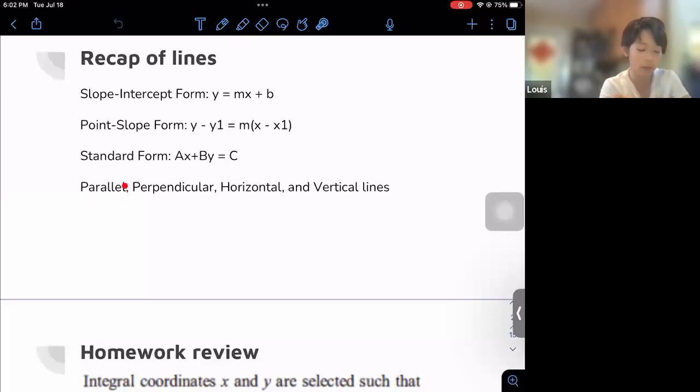And we also have that if two lines are parallel, then that means that they have no solution in common. And if two lines are perpendicular, then their slopes multiplied by each other is -1. If a line is horizontal, its slope is 0. And vertical lines have undefined slope.